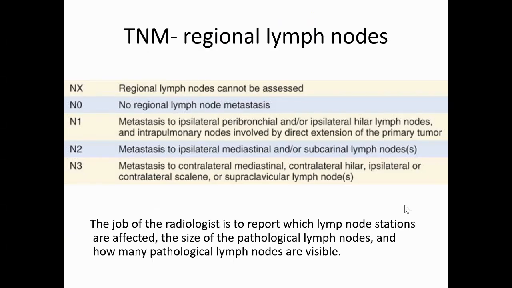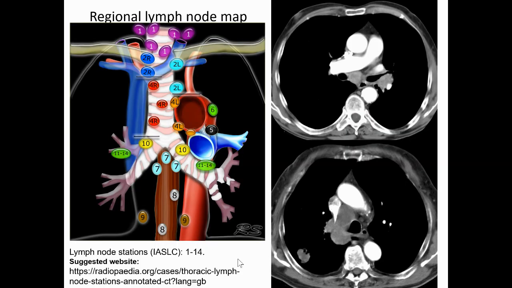Lymph nodes are very important to assess for, and the job of the radiologist is to identify the lymph nodes, tell the surgeon where to find the lymph nodes, and to report on the size of the lymph nodes. Here is the map that we use. Lymph nodes are categorized from 1 to 14. For example, the 2R would be the right paratracheal, the 2L would be the left paratracheal lymph nodes, and they are important depending on where the primary cancer sits.